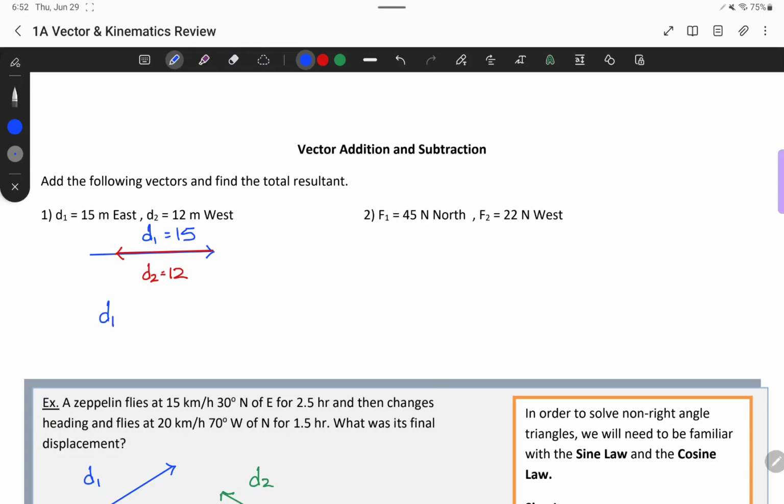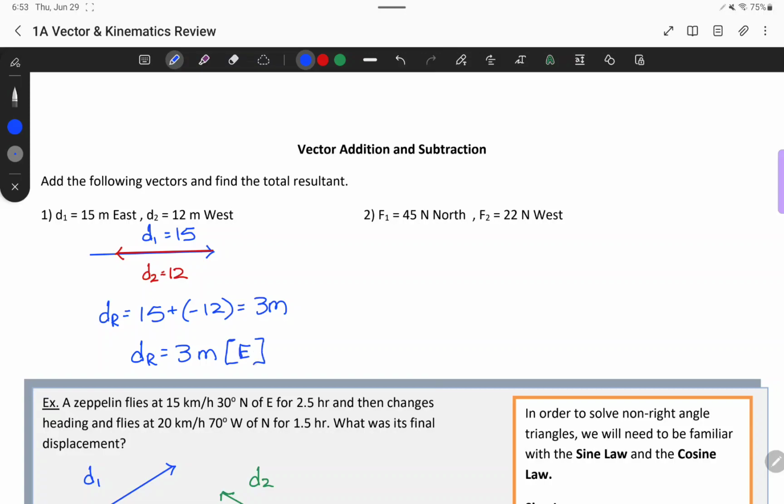If we want to find our resultant, we'll call that dr. That will be 15 meters plus negative 12 meters because we're going in the opposing direction. That tells us that our resulting displacement is 3 meters. And we do want to put a direction back on this because it originally was a problem with a direction. That's going to be 3 meters east.